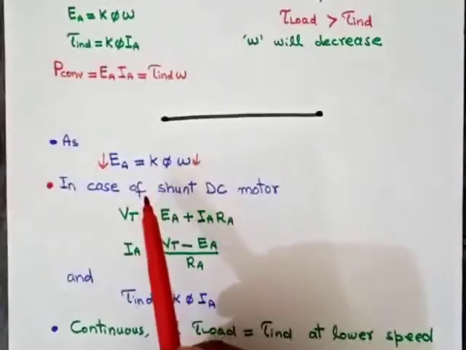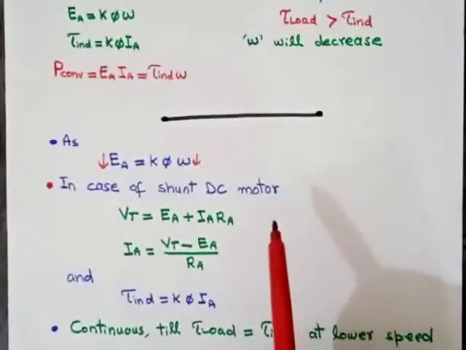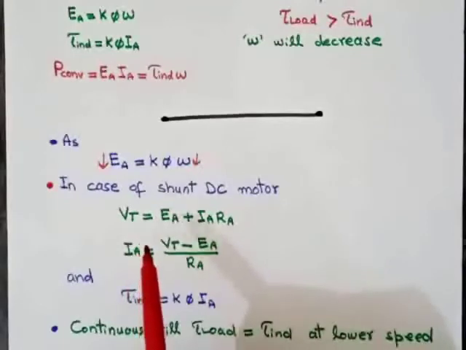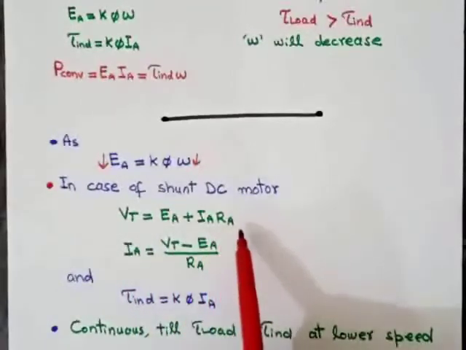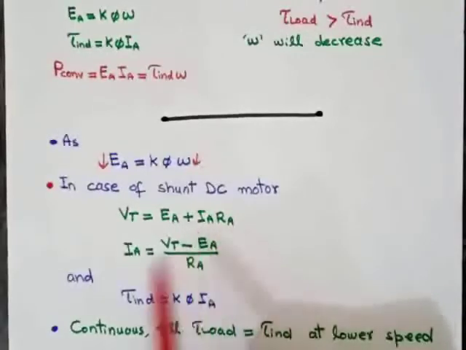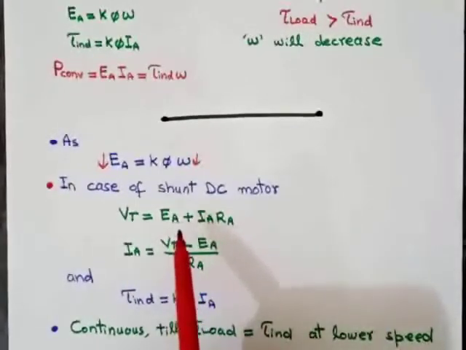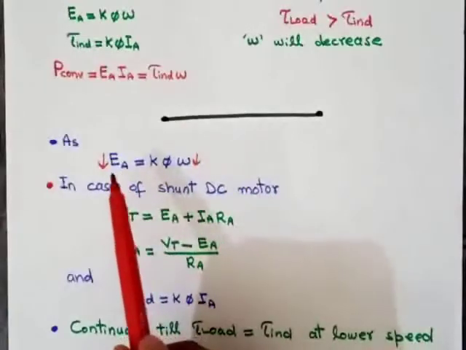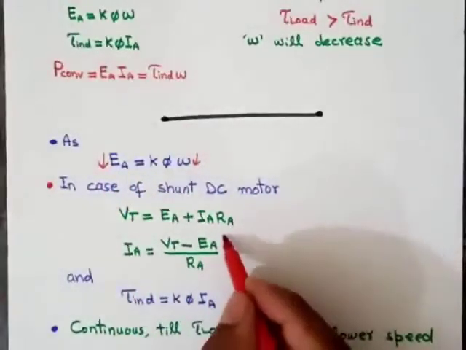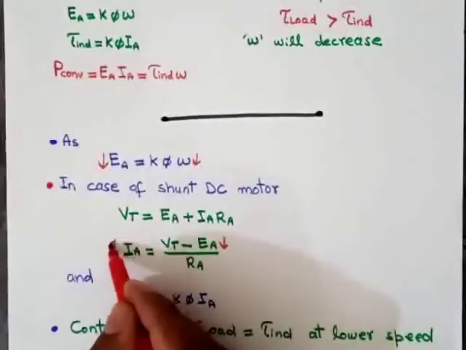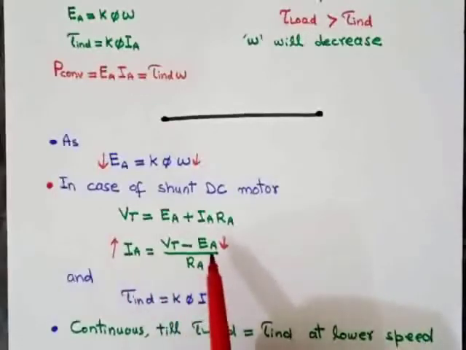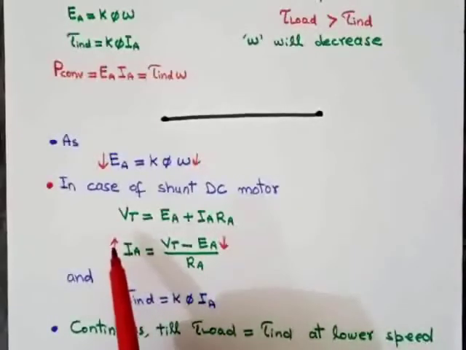As we know, in case of a shunt DC motor, VT, that is terminal voltage, is equal to EA plus IA into RA. The value of IA will be equal to VT minus EA over RA. When the speed decreases, the internal generated voltage decreases as well. When the internal generated voltage decreases, the current IA will increase, because the relationship between EA and IA is inversely proportional due to this minus sign. When the back EMF decreases in a shunt DC motor, the armature current will increase.